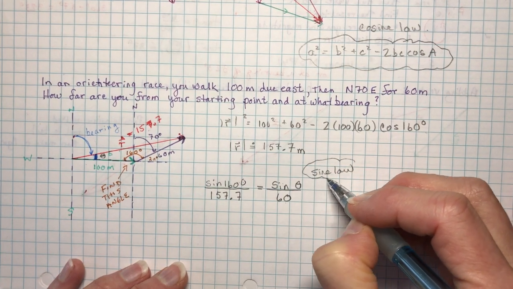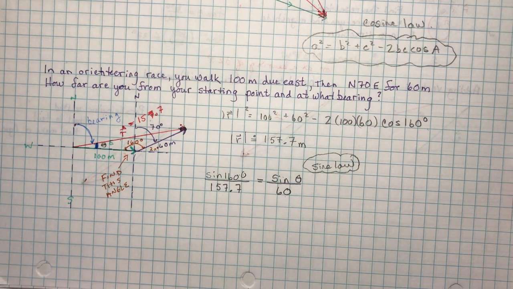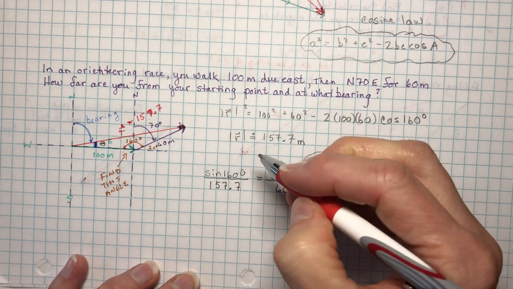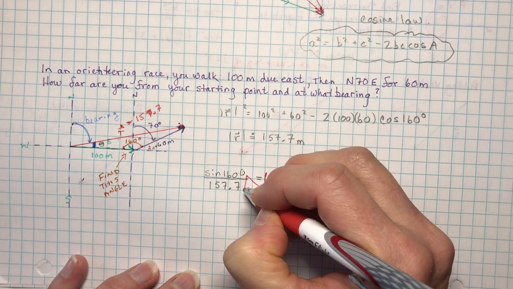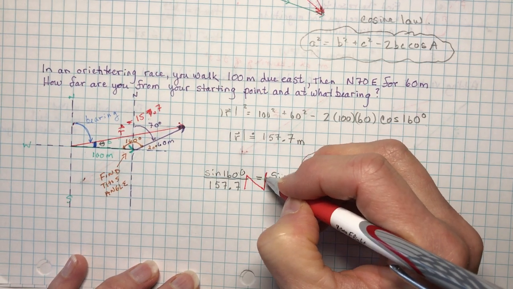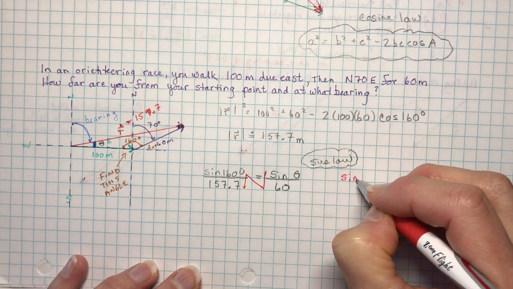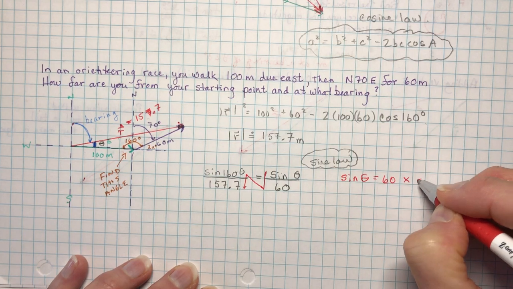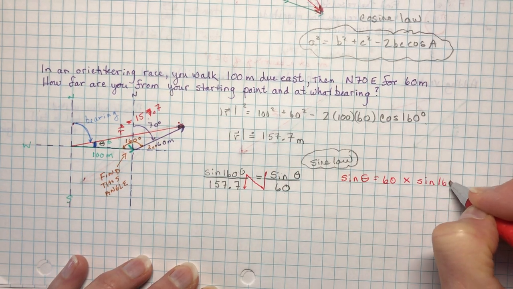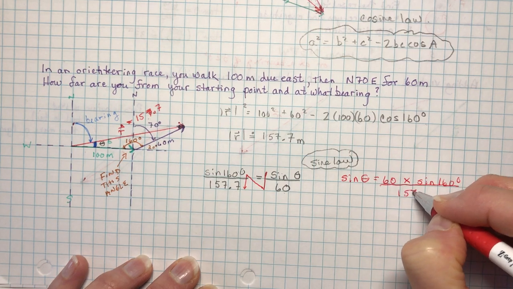Again, from grade 11. Okay, so all I have to do to solve that is find the sine of theta. So sine theta equals 60 times sine of 160 divided by, do you know the n thing? You go down, diagonal, down. So I'm going to write it in red. Sine theta equals 60 times, you multiply on the diagonal, 160 degrees, and you're going to divide it by 157.7.